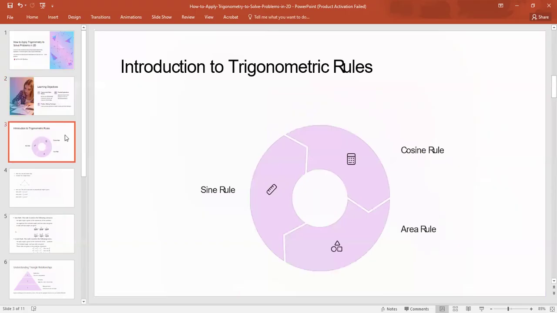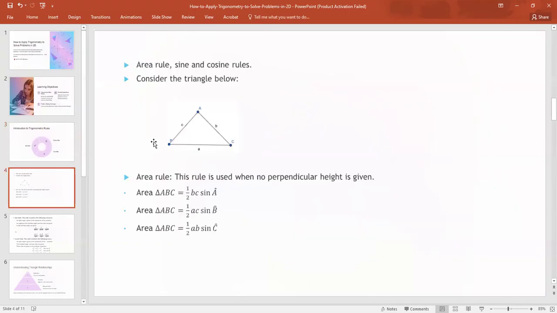As I mentioned, we're going to review what the area rule is, what the cosine rule is, and what the sine rule is. To achieve this goal, please consider this triangle ABC with sides A, B, and C. The first rule that we would like to mention is the area rule. In which case do we use the area rule? Take note that this rule is used when no perpendicular height is given in the statement of the problem.